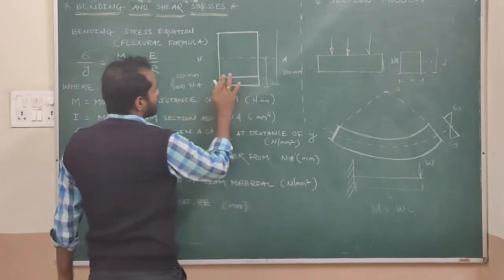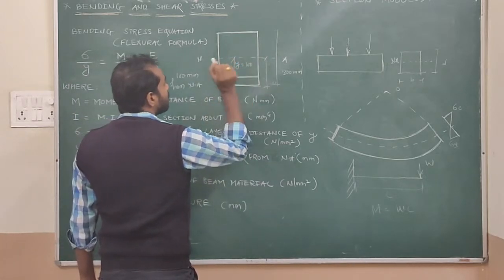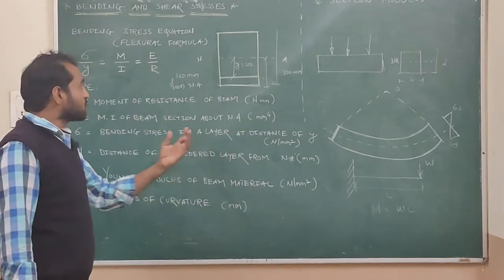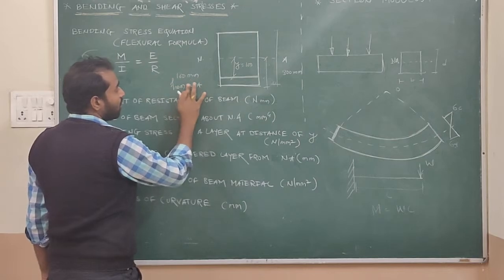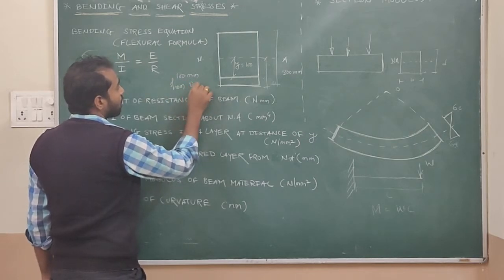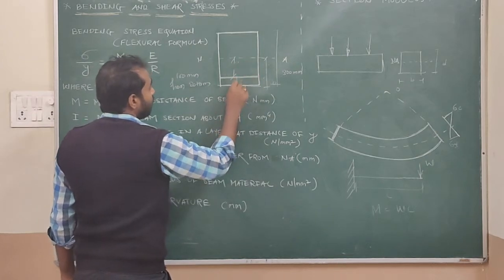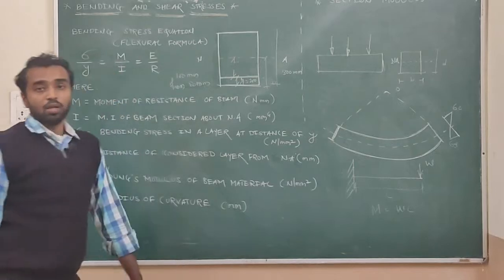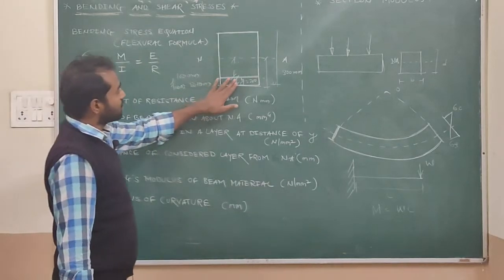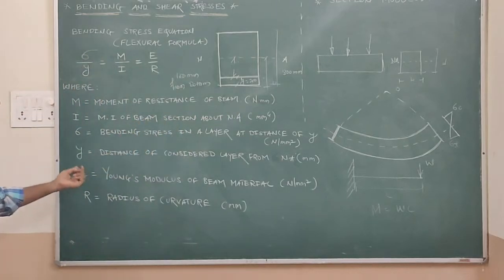Now in this situation, this will be my y, which is equal to 100. If someone says find the value of stresses at a distance of 100 mm from the bottom or the extreme fiber, then in that situation the value of y will be 200. So these are the values, or this is how you need to consider the value of y.